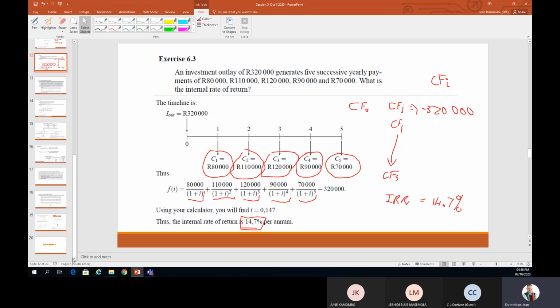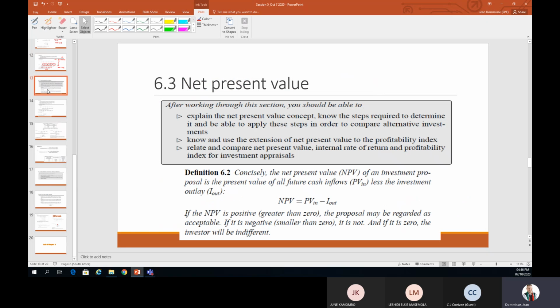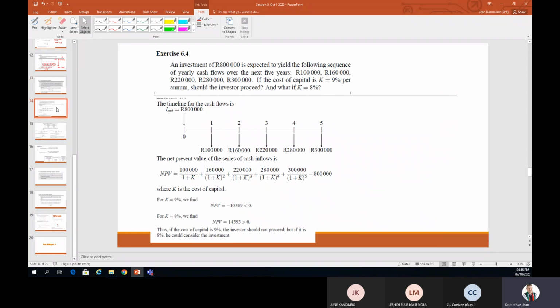Okay, so we've done now the average rate, we've done the internal rate. So the next one is the net present value. And again, you can use the formula or you can use the calculator. And again, I think this is important.